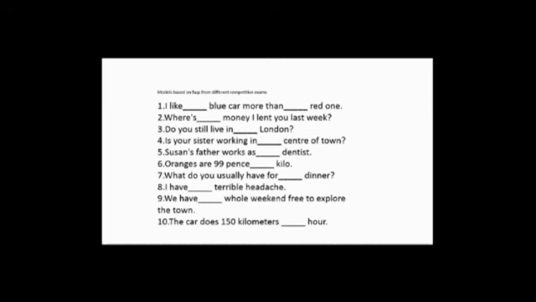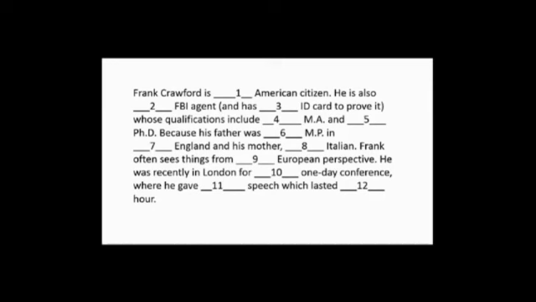What do you usually have for dinner? We have discussed that before meals like breakfast, lunch, dinner, unless they are specific, we don't use any article. So here this dinner is not specific, we are not using any article. And then I have a terrible headache. It's terrible, unbearable. So one of its kind. We have a whole weekend free to explore the town. So we have this weekend. And then the car does 150 kilometers an hour. So this was also discussed. Here H is not voiced, so before that vowel sound we use an. And now let's get into the second part. So this is a bit tricky.